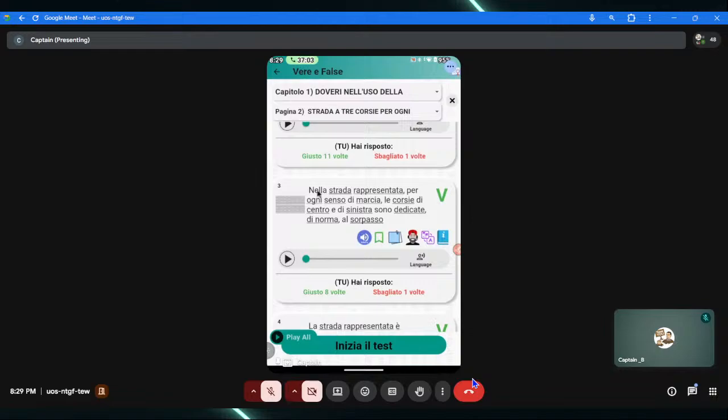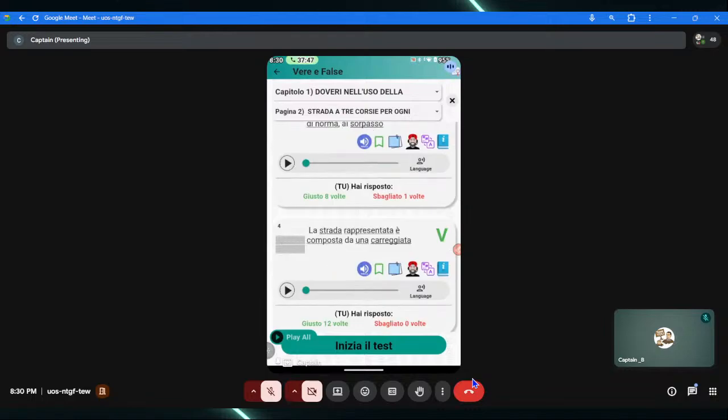No, he said, nella strada rappresentata, meaning the road representing, per ogni senso di marcia, for every sense of movement. Le corsie di centro, which is the middle lane, e di sinistra, which is the left one. Sono dedicate, they are dedicated, meaning they are reserved. They are reserved for what? For overtaking. And it is true, as I said before, it's made for overtaking. And the answer is vero.